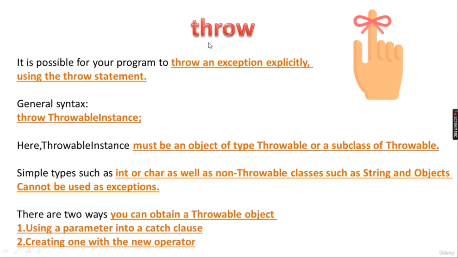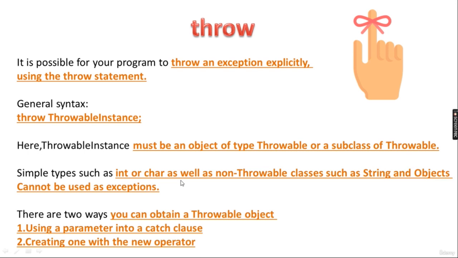Now we will see the throw. It is possible for your program to throw an exception explicitly using the throw statement. So what is the syntax? throw throwableInstance. Okay, if it is not handling, it can throw it. The throwable instance must be of type Throwable class or a subclass of Throwable class.